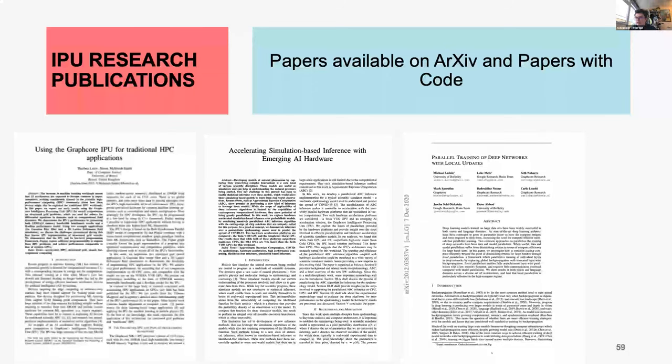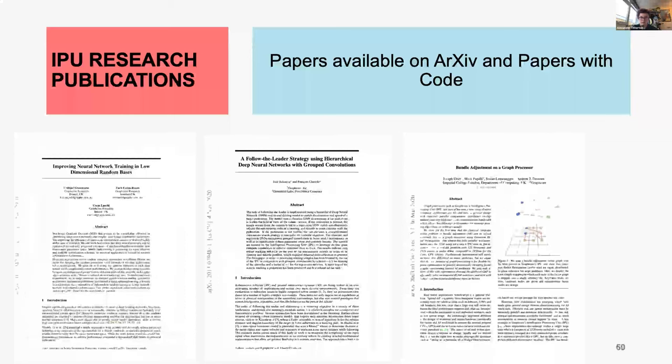We, of course, do have lots of other publications available. Some of these are from external collaborators. On the left there, it's come out slightly blurry, I'm afraid, but that's the HPC work from the University of Bristol. So their papers on arXiv and also Papers with Code. And some of these other papers here are from our own research team, along with other universities and Google Research and our other collaborators. So it's great to see some nice research being done directly on the IPUs.